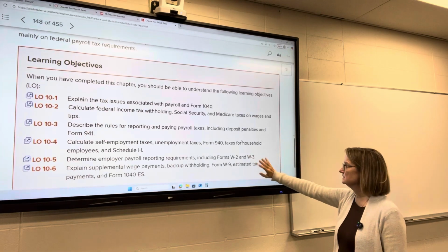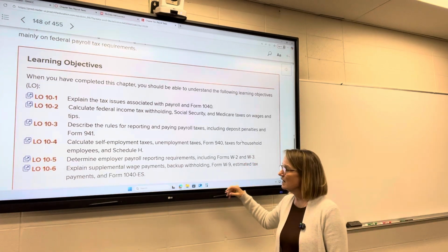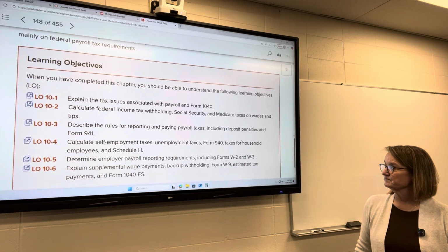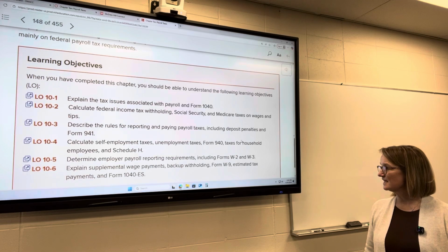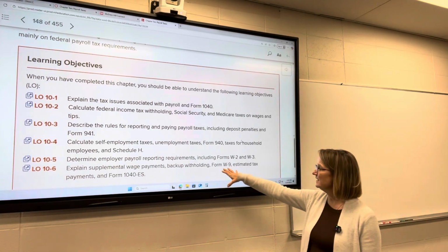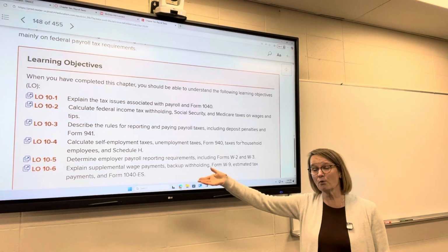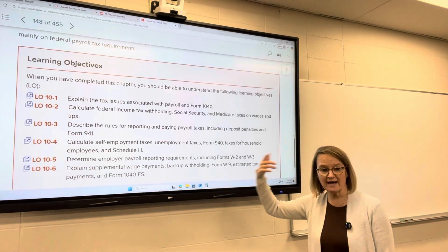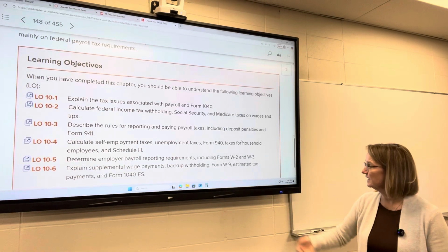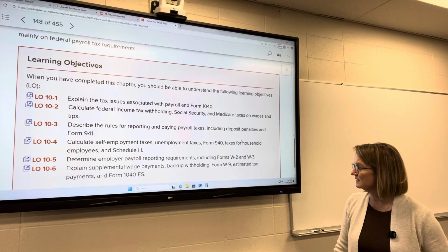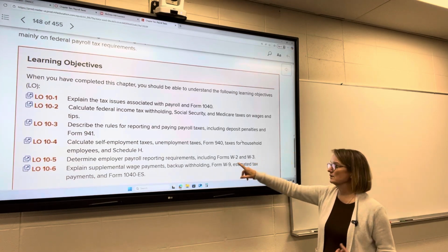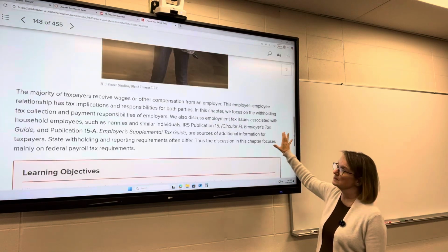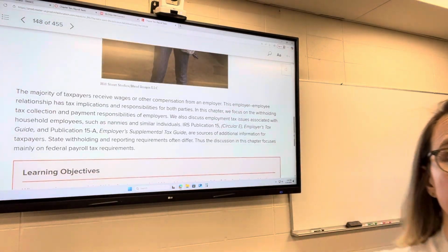We'll look at the W-2 and the W-3 form, and then we'll end up talking about some supplemental wage payments, backup withholding, what that is exactly, this Form W-9, which is kind of like a W-4 form, but it's filled out by individuals who are independent contractors or who are subject to backup withholding. And we'll talk about estimated payments and the vouchers that are used in order to pay those estimated payments. So without further ado, let's start up.